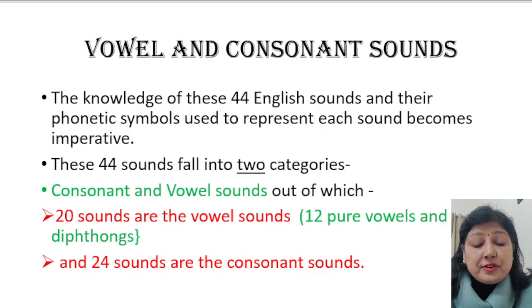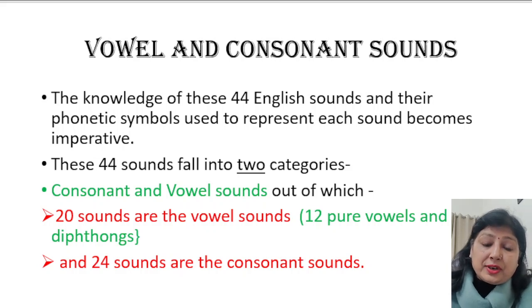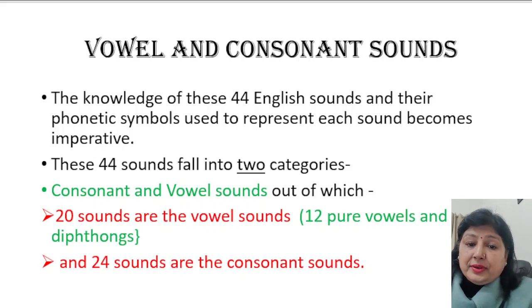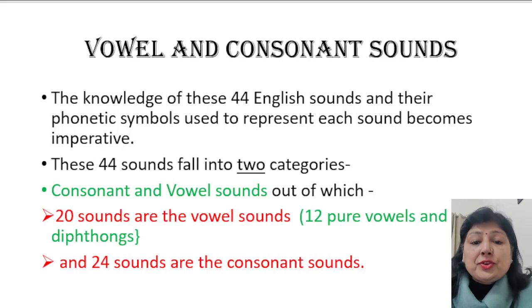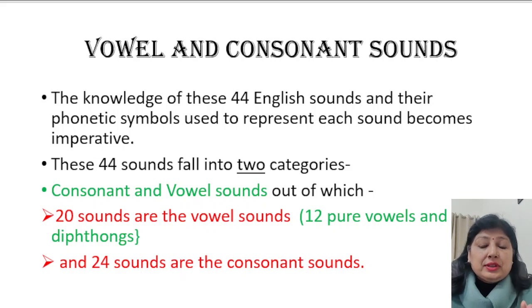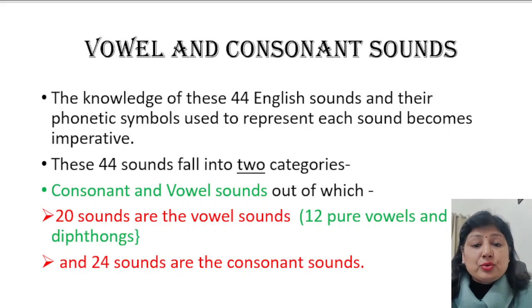So the knowledge of these 44 sounds of English phonology is imperative for an English learner. These 44 sounds fall into two categories, the consonant sounds and the vowel sounds. 20 sounds are the vowel sounds and 24 are the consonant sounds.